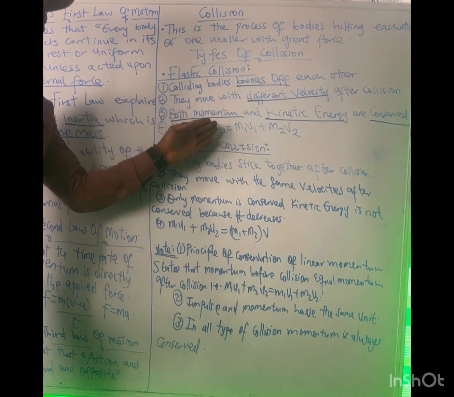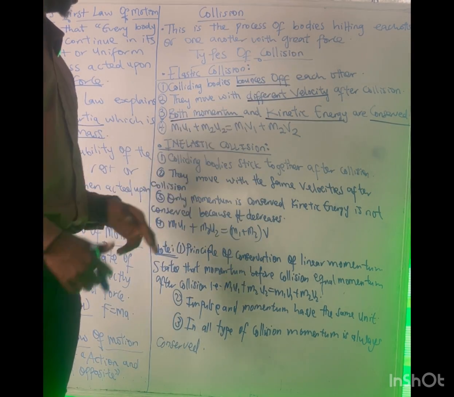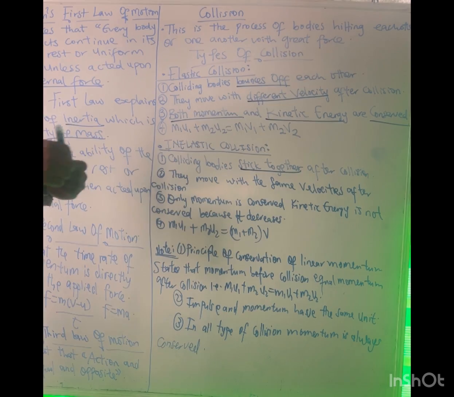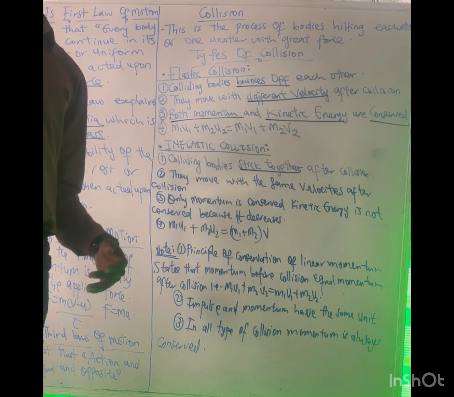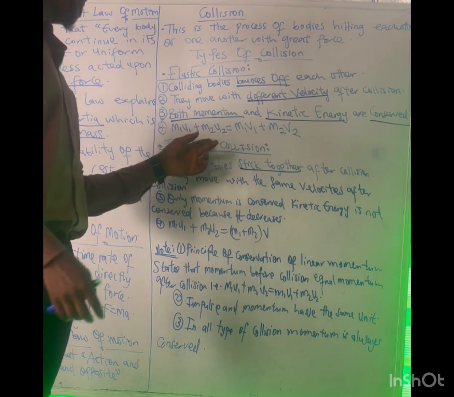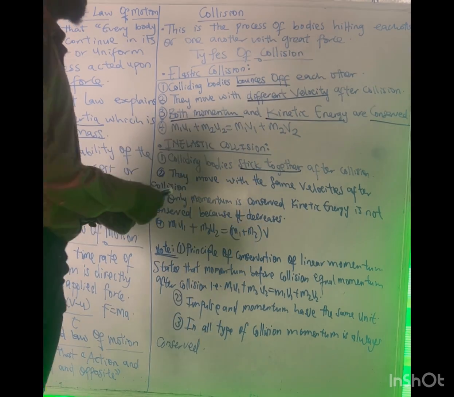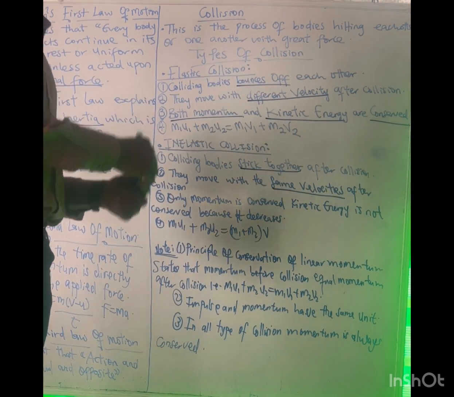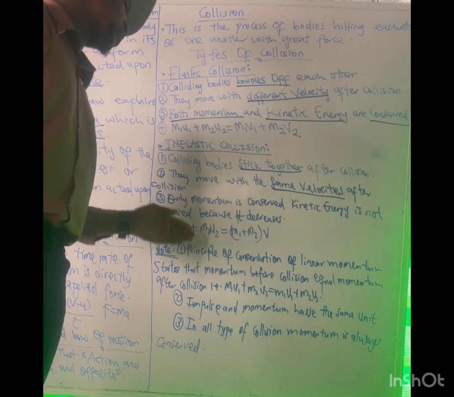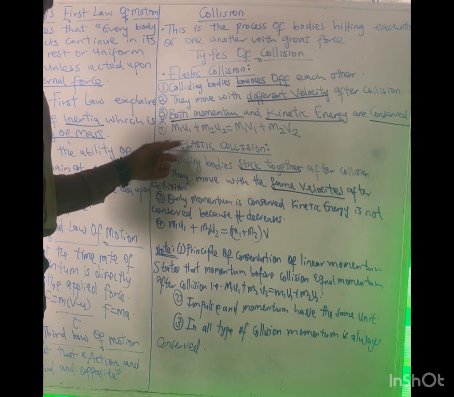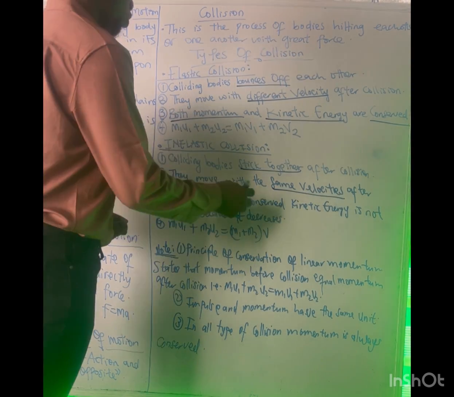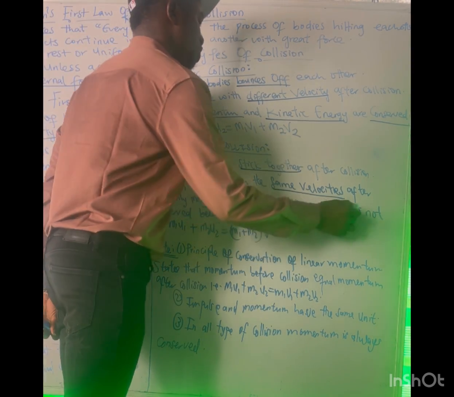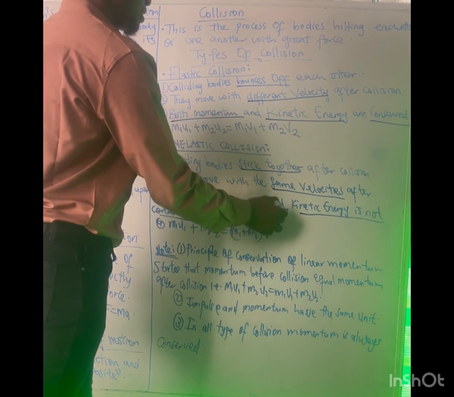We have the inelastic collision. In inelastic collision, colliding bodies stick together after collision. So when they bounce off, it is elastic. But when they stick together, it is what? Inelastic. They move with the same velocity after collision. Since they stick together, they will also move with what? The same velocity after collision. Then you have to know that for inelastic collision, only momentum is conserved. Kinetic energy is not conserved because it decreases.